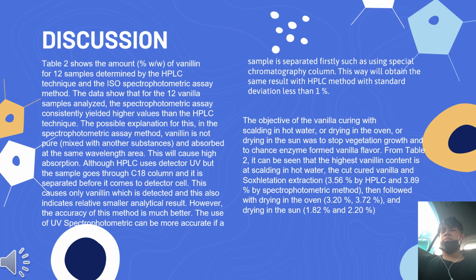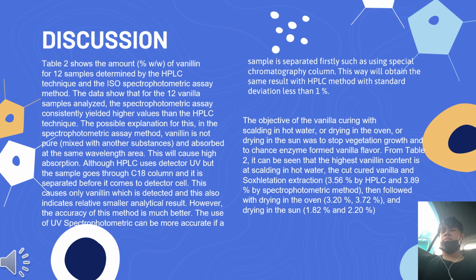The possible explanation for this: in the spectrophotometric assay method, vanillin is not pure and other compounds absorb at the same wavelength area. This will cause high absorption. Although HPLC uses a UV detector, the sample goes through the C18 column and is separated before it comes to the detector cell. This causes only vanillin to be detected, and this also indicates a relatively smaller analytical result. However, the accuracy of this method is much better.